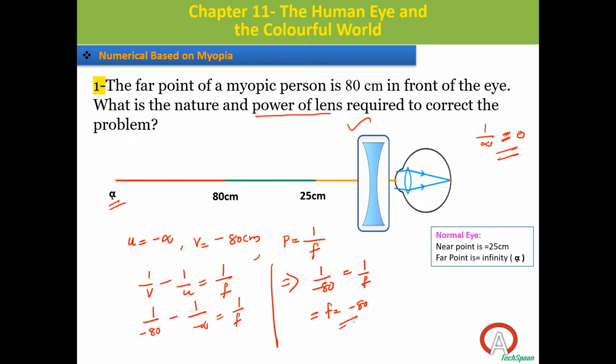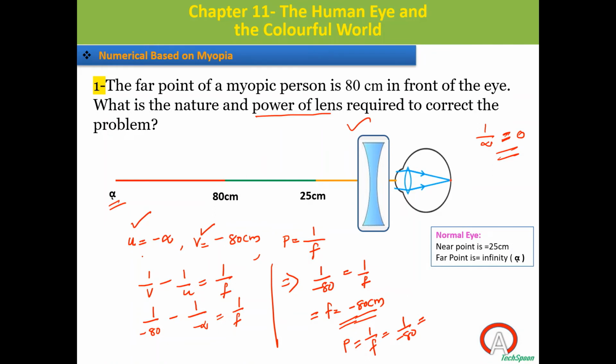F is equal to minus 80 centimeter, right? Power is equal to 1 by F, which is 1 by minus 80. Find out. What is the answer? 1 by 80. So power will be negative, right?